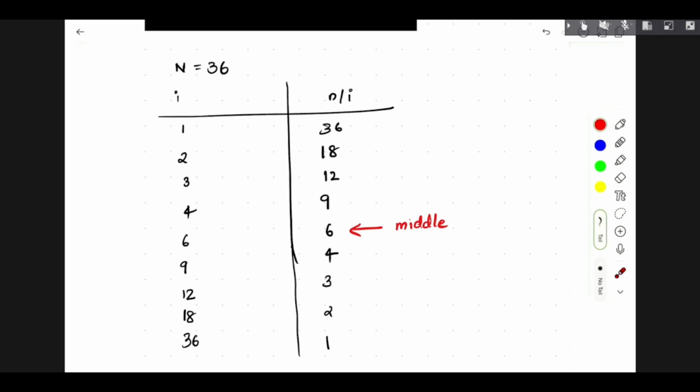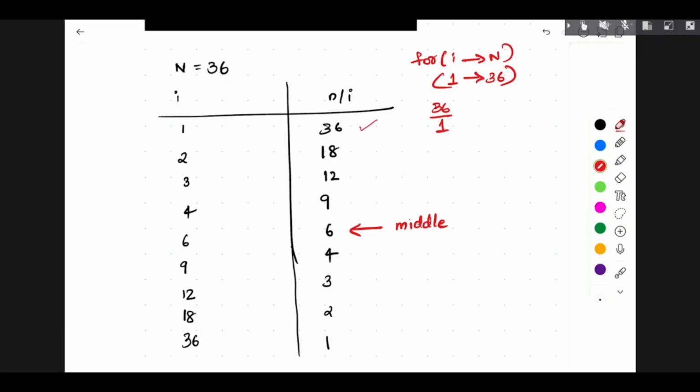Let's say I'm running a for loop. My for loop will be running from i till n, right? So i is initially 1, and from 1 till 36 it will be running. So initially it is 1, so then I'll be checking 36 by 1. Yes, 36 is divisible by 1. So in that case, yes, this is approved.